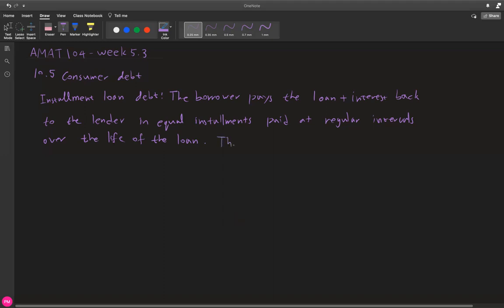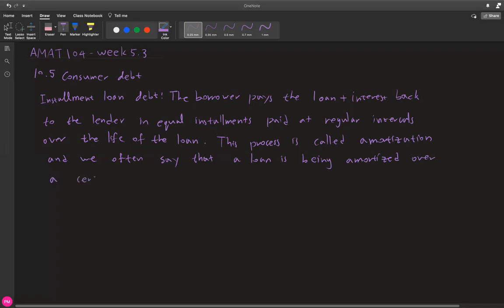This process is called amortization. And we often say that a loan is being amortized over a certain length of time.